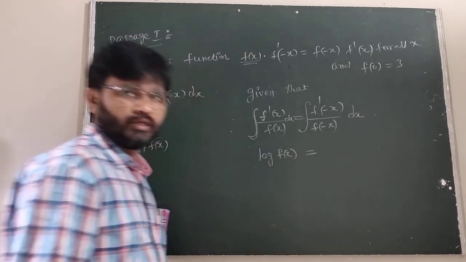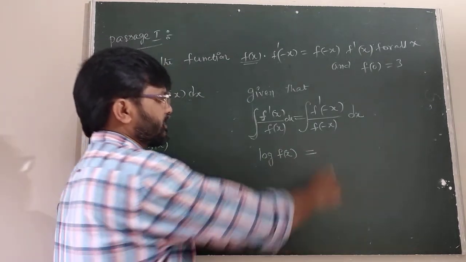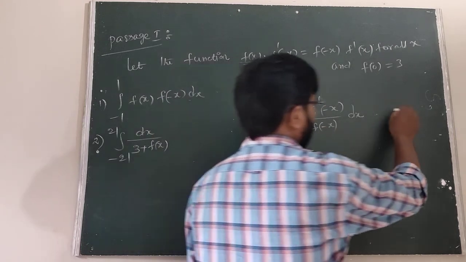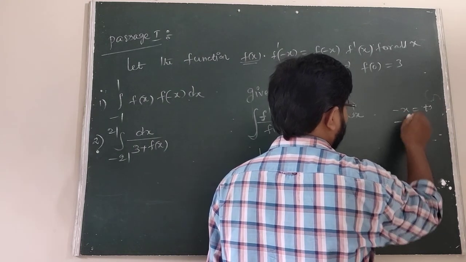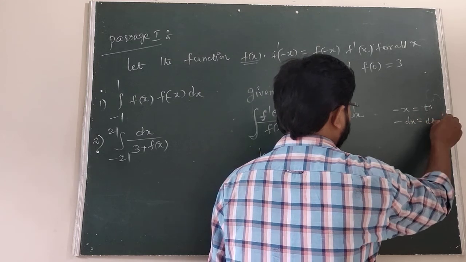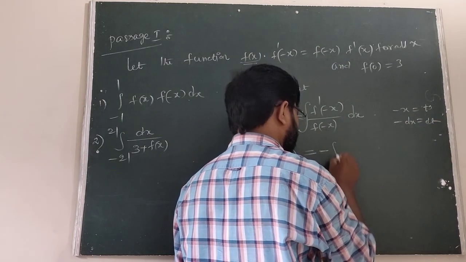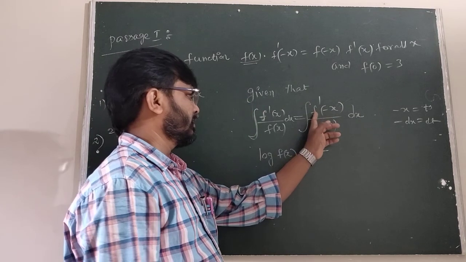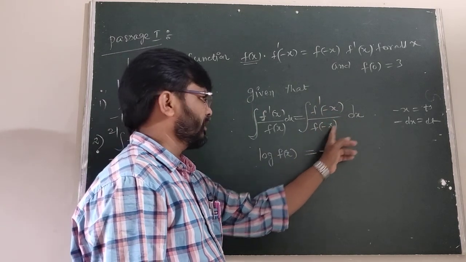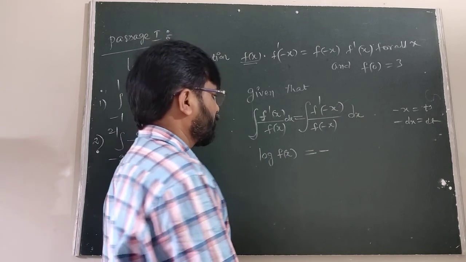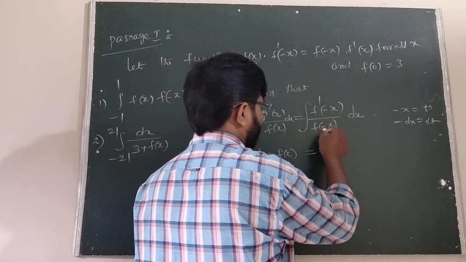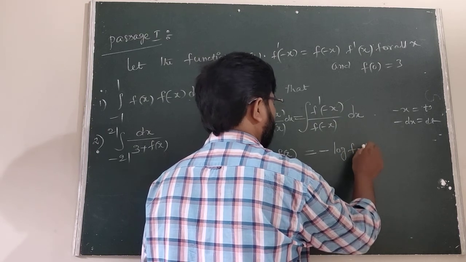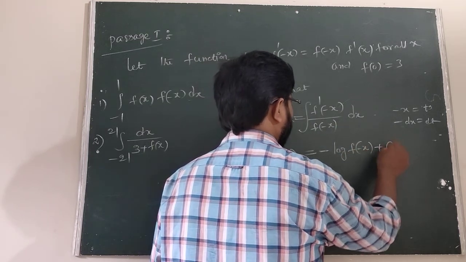Is it clear? When we take -x as t, minus dx equals dt. Therefore, now we can write this as minus of, all of you listen here, when we take t, f'(t)/f(t) times minus dt. Therefore, now we can write f'(x)/f(x) integrates to log|f(t)|, where t is minus x, plus c.